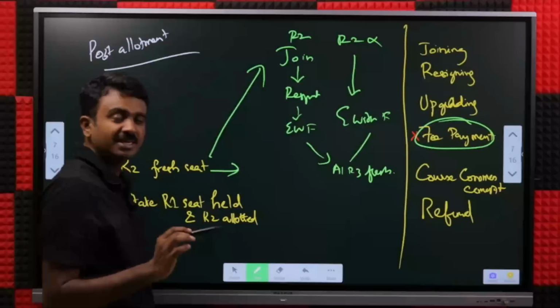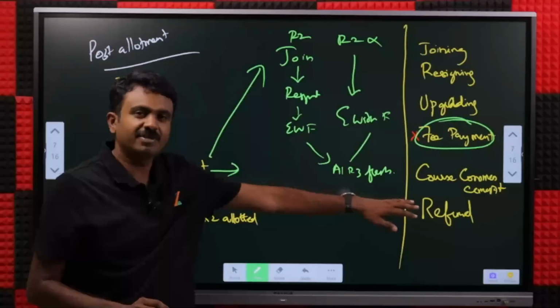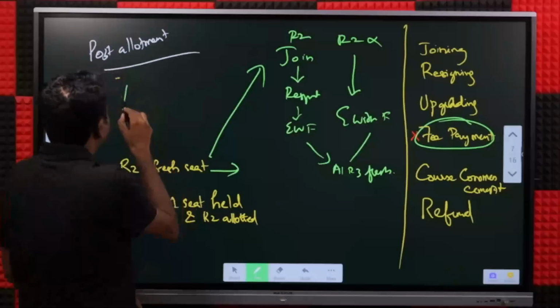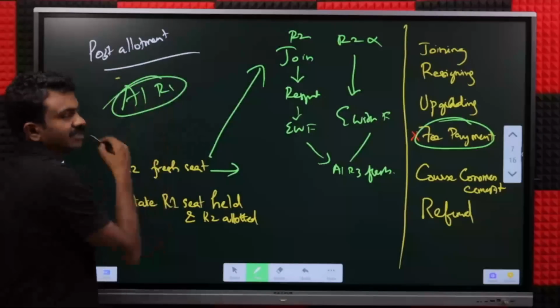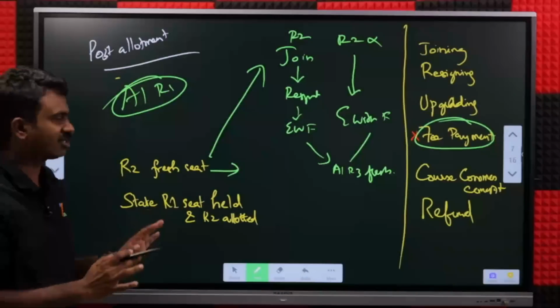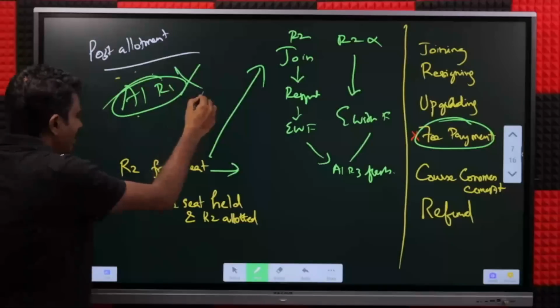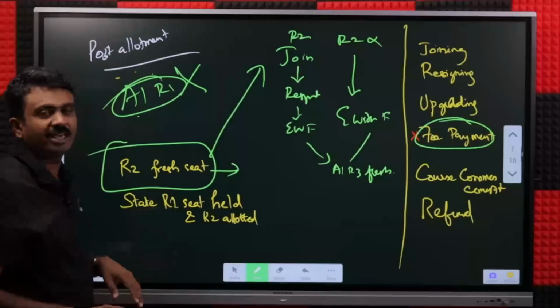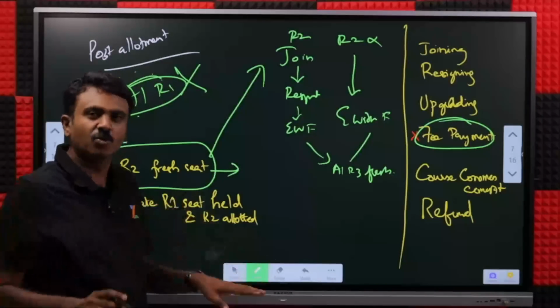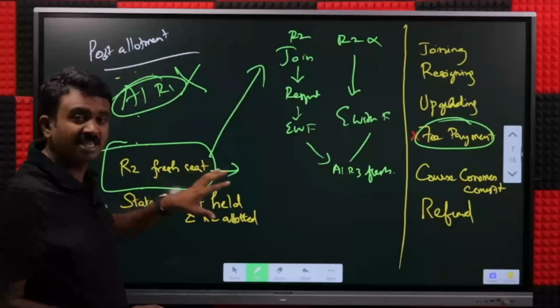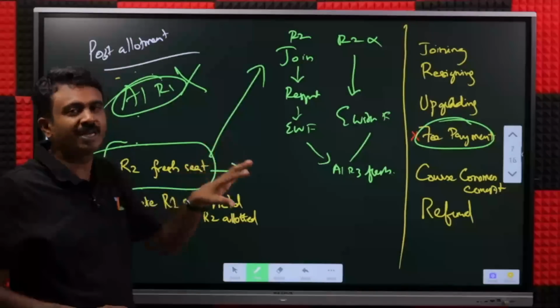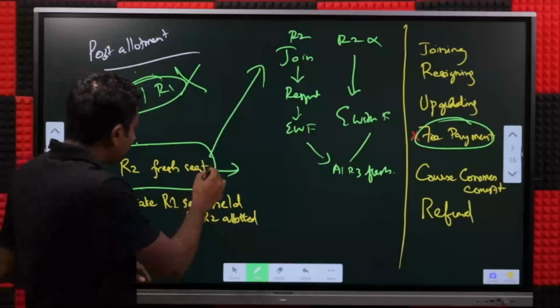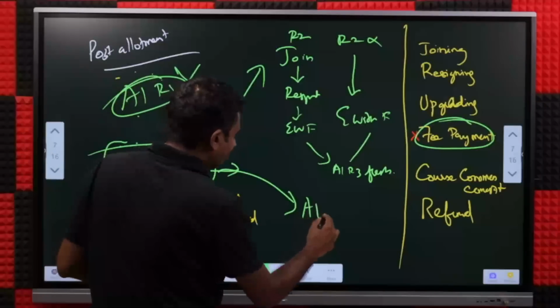Everything is the same. Course commencement, everything is the same, except that there is no AAR1 institute involved. You don't need to go back to the AAR1 institute. That entire process is not there. Rest all is the same for an R2 fresh seat. Whatever is the rule, it is applicable for an R2 fresh seat as it is applicable for an upgraded R2 seat. In both the scenarios, you will be able to upgrade after joining.